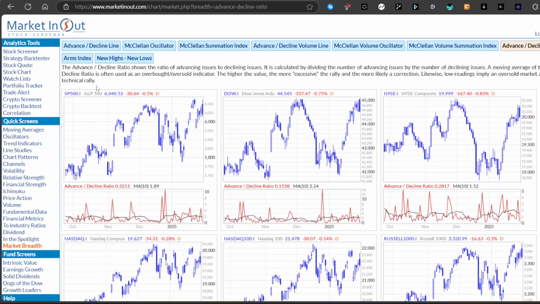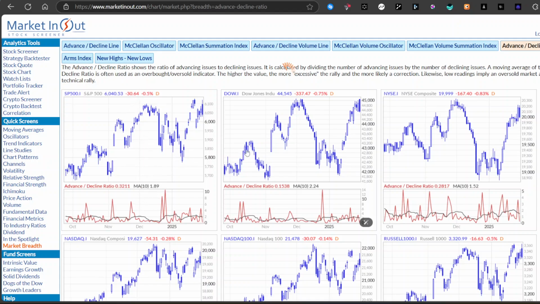As you can see, the advance decline ratio shows the ratio of advancing issues to declining issues, and it is calculated by dividing the number of advancing issues by the number of declining issues. A moving average of the advance decline ratio is often used as an overbought oversold indicator. The higher the value, the more excessive the rally and the more likely a correction. Likewise, low readings imply an oversold market and suggest a technical rally.